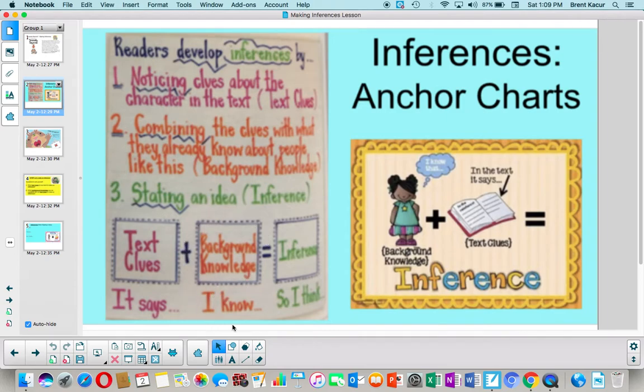I know a lot about squirrels. I know that squirrels live in trees. I know that squirrels in the fall are running around gathering nuts for the winter, right? So I combine the text clues with my own background knowledge and my schema, and then I can make a logical, right? We want it to be logical and sensible.